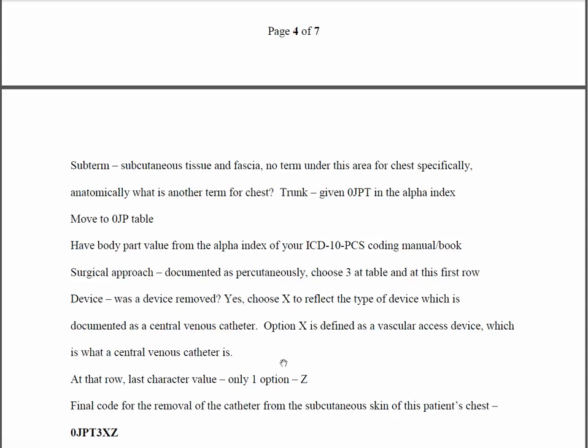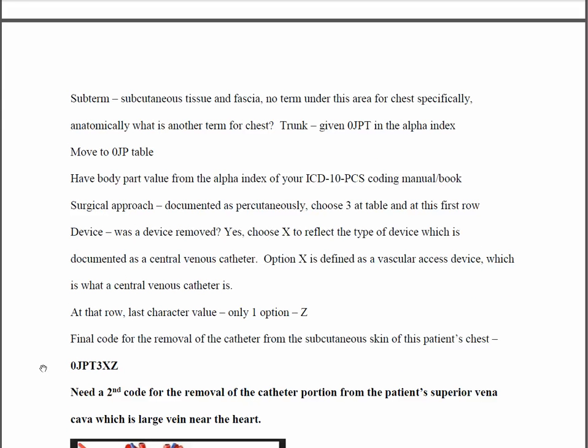Then we move across. The only option for a qualifier is Z. So our final code, the removal of a catheter from the subcutaneous skin of the patient's chest or trunk, is 0JPT3XZ. Then we need a second code.